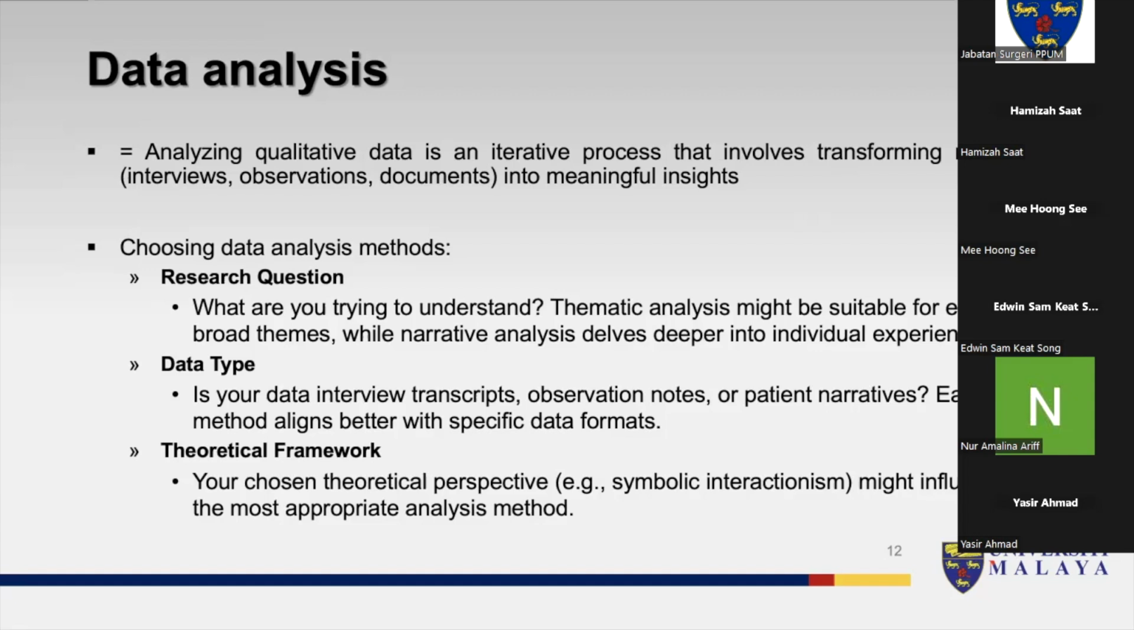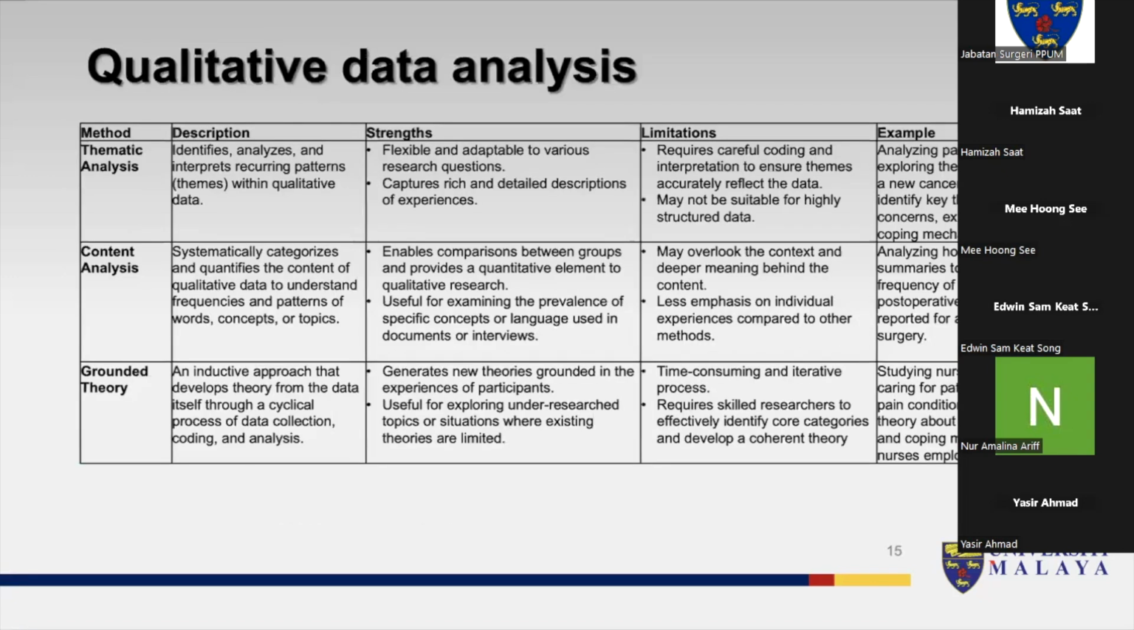Data analysis, the definition: analyzing qualitative data is an iterative process that involves transforming raw data into meaningful insight. To choose data analysis methods, it depends on your research questions, your type of data, and also your theoretical frameworks. Sometimes people start with theories. There are theories that guide their research, for example, the health belief model. So this is something you need to consider when you choose your type of data analysis. These are the most common data analyses in qualitative research: thematic analysis, content analysis, grounded theory.